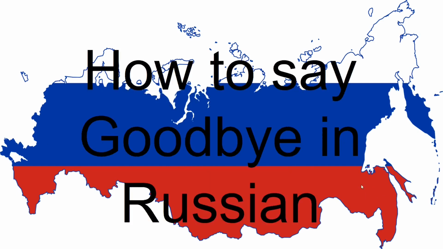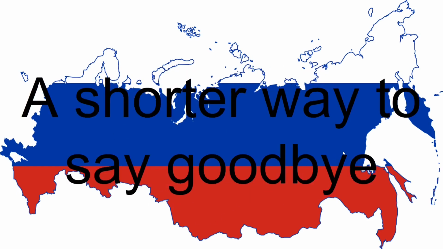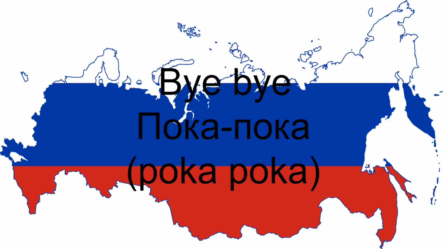How to say goodbye in Russian. Goodbye is до свидания. A shorter way to say goodbye, which is sort of equivalent to bye-bye, would be пока-пока. You can also just say пока, just one пока, or two пока. And that just means bye-bye.